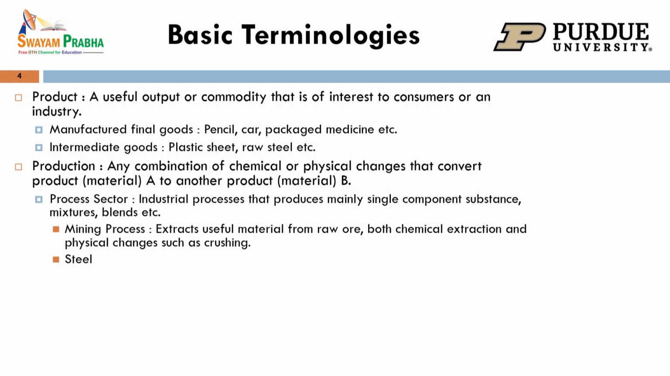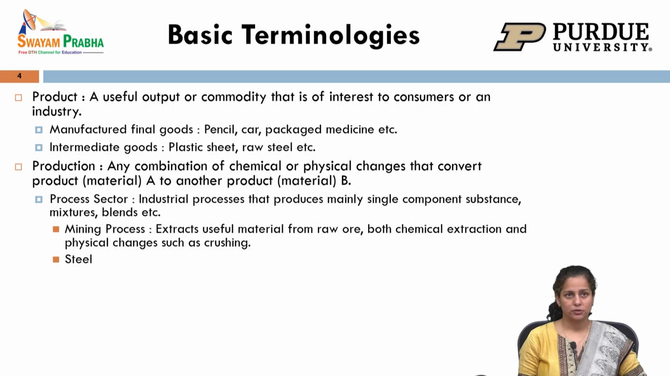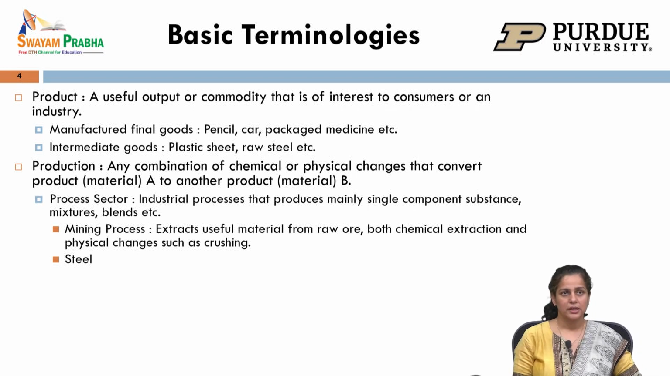We might be interested in using material A or material B, but it can be manufactured by a combination of several steps. So, the first industry that we talk about is process sectors. Process sectors are industrial processes that produce mainly single component substances or mixtures and blends. So, an example of that would be a mining process that extracts useful materials from raw ore, both chemical extraction and physical changes such as crushing, or steel manufacturing. There are several other examples of process sector. It includes chemical manufacturing or pharmaceutical manufacturing or raw textile manufacturing.